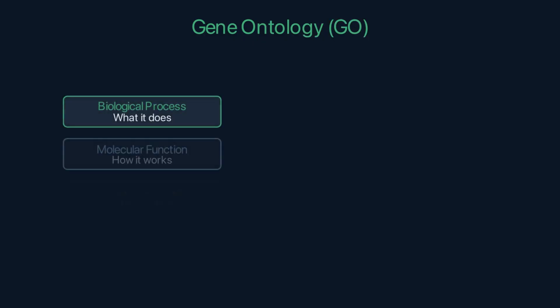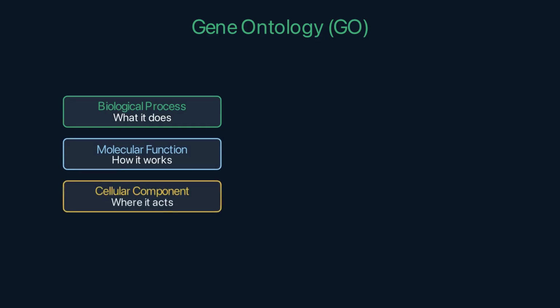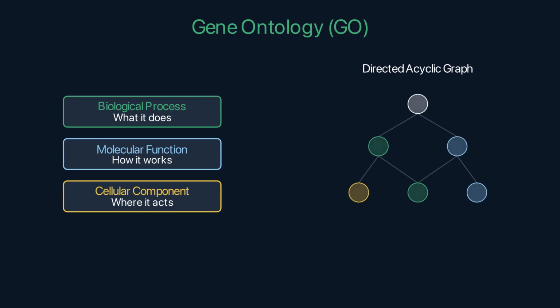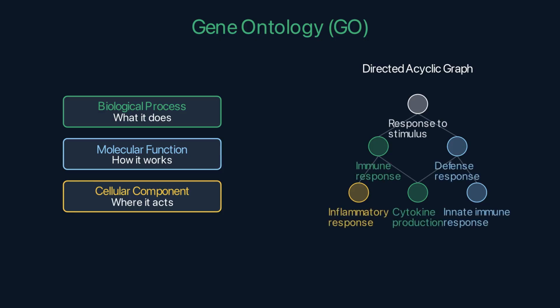Gene ontology organizes biological knowledge into 3 hierarchies. Biological process, what the gene does at the system level: immune response, cell cycle, apoptosis. Molecular function, what it does biochemically: kinase activity, DNA binding, cytokine receptor binding. Cellular component, where it acts: nucleus, membrane, extracellular space.